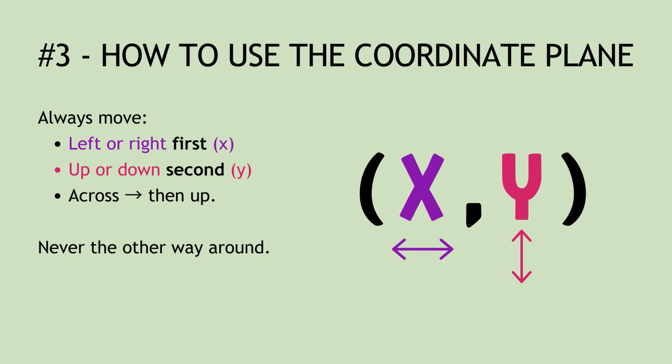So always move left or right first because that is our x-axis, and our x-axis is the horizontal line that goes left or right. Then move up and down second. Why? Because y comes second and y is our vertical line and that goes up and down. So you're going to go across, then up, sometimes down, but never the other way around.